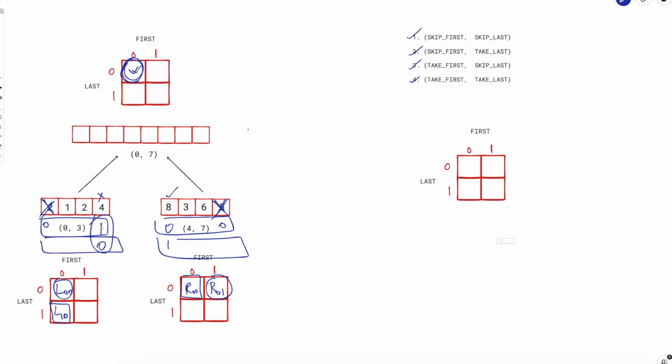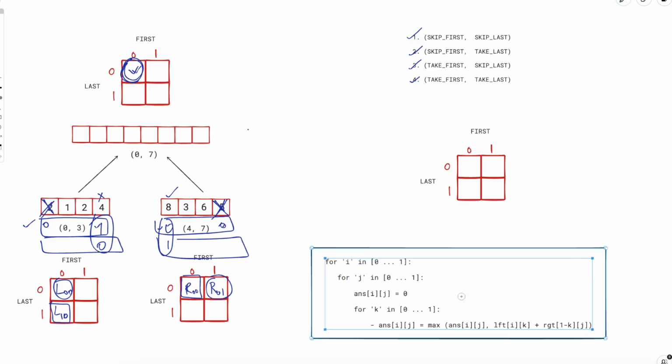Now you can simply run a for loop with 0 and 1 and figure out the value here. Because you know the left and right for both left and right, you can simply take the maximum. So the pseudo code for that would simply look like this.